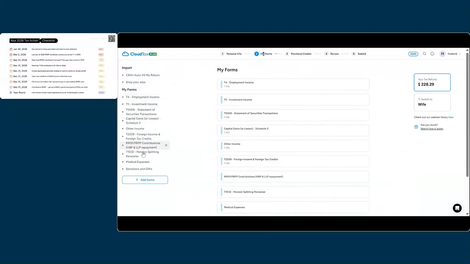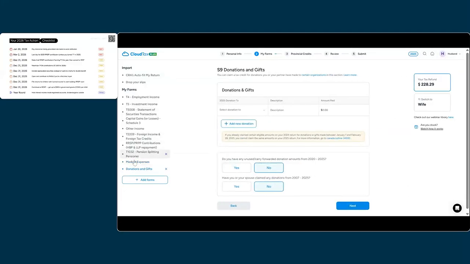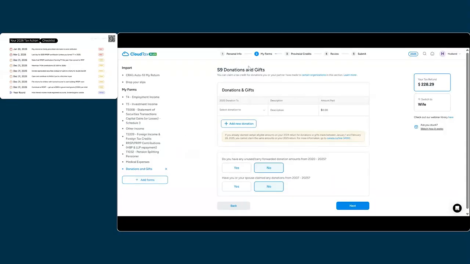Other than that, the forms are extremely intuitive. It's very easy to use. All the regular medical expenses, donations, any employment expenses, you can add everything on here. So this is the main point for my forms. You just follow the instructions to do this. And then the other thing is the provincial credit. This one really depends on which province you're in.